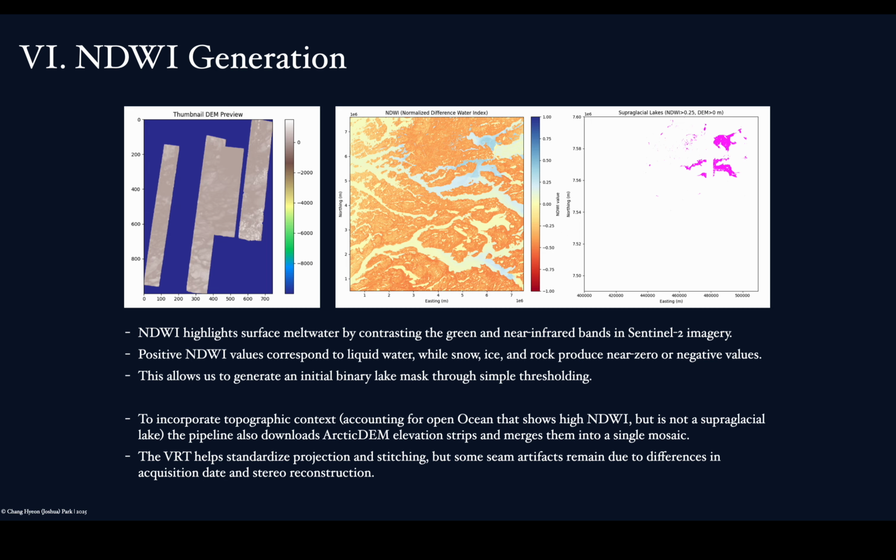So the NDWI highlights surface meltwater by contrasting green and near-infrared bands in Sentinel-2 imagery. Positive NDWI values correspond to liquid water, while snow, ice, and rock produce near zero or negative values. And this allows us to generate an initial binary lake mask through simple thresholding. So the ground truth is generated through simple thresholding, which has its limitations, but for the scope of this project was the ground truth that I used.